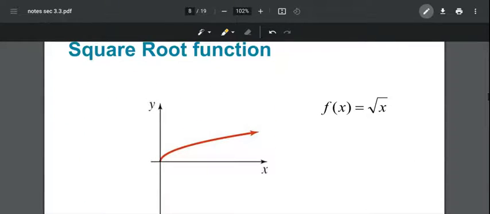Next one is the square root function. The square root function is neither even nor odd, and it's increasing. This function is increasing.